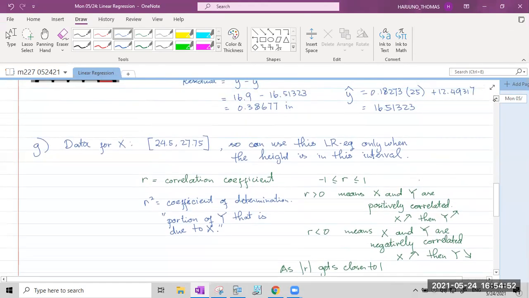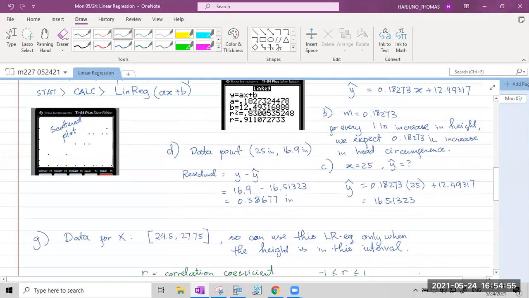think of it this way, like in what we have here, R squared is 83%, 0.83. Okay, which means that 83% of head circumference is explainable by the height. Now the higher the R squared, the closer it is to one, then the stronger the correlation, the stronger the effect of the height on head circumference.